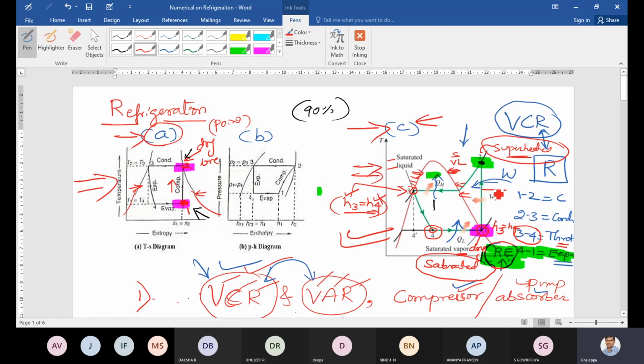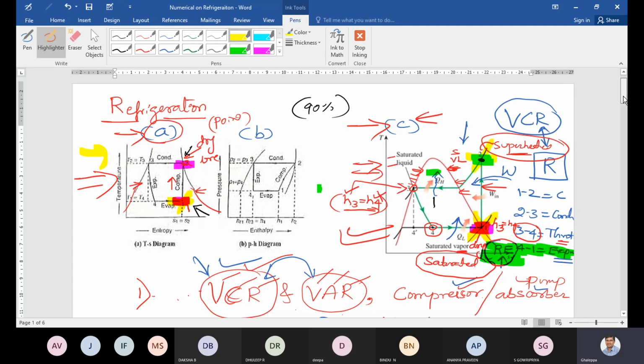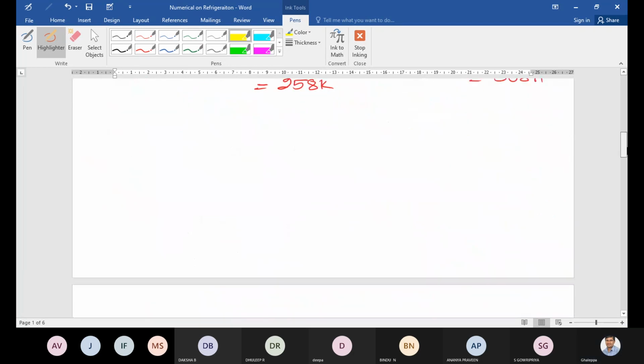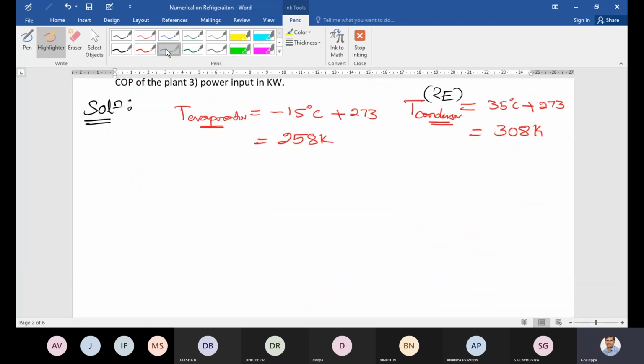Because 1 to 2 is compression process. Point number 1 is inlet to the compressor and point number 2 is outlet of the compressor. So point number 1 is on vapor line, so it is a dry line. If the condition is inlet to the compressor is wet, then this diagram will come into the picture. Inlet to the compressor is wet, this diagram will come. Okay, very good. So I will write inlet to the compressor is dry. Let me write in words: inlet to compressor is dry.